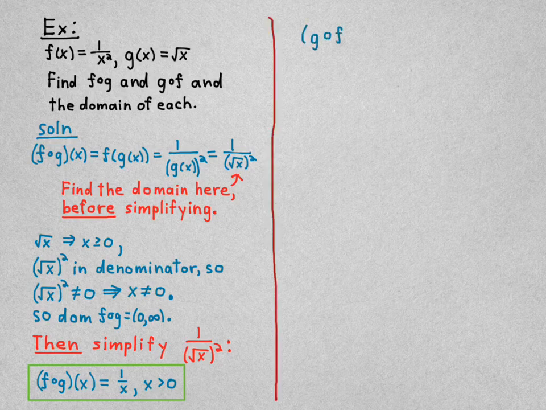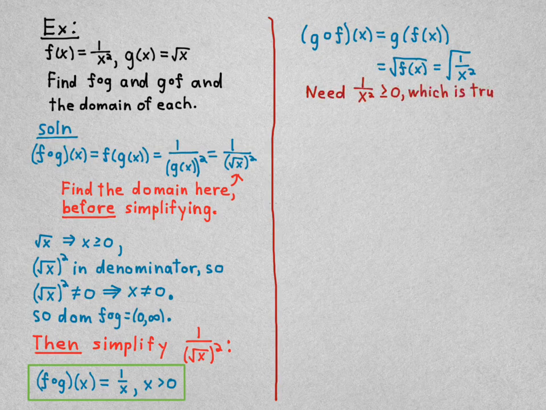But not for these. So g compose f, composing the other direction, is g of f of x. The g function is the square root function. So it's the square root of f of x, which is the square root of 1 over x squared. Now before you simplify, find the domain.